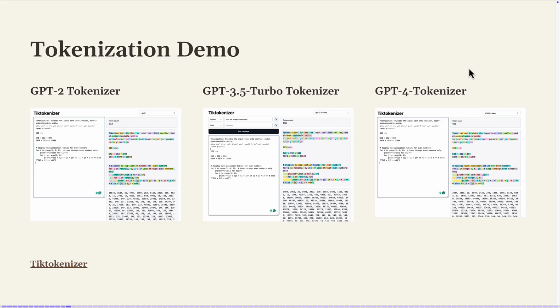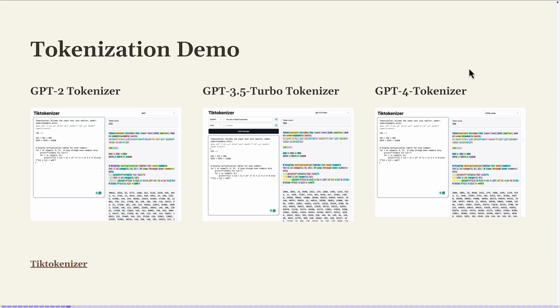Okay, so let's continue and see the effect of tokenization on using different models. So this website, you can access this website. It's called Tokenizer, and it provides you this interface with different tokenization techniques that are related to different types of LLMs. So here you can find the same input text with the GPT-2 tokenizer, which is the BPE we will introduce today, and the GPT 3.5 turbo tokenizer, and the GPT-4 tokenizer.